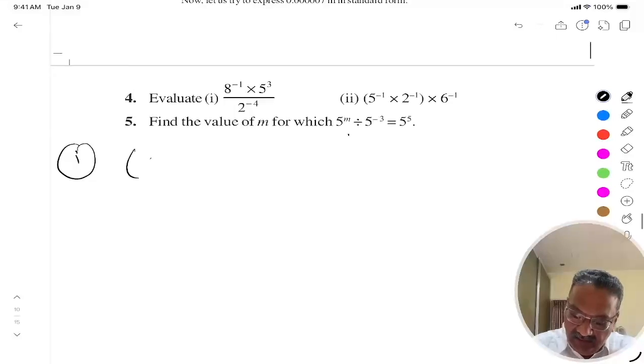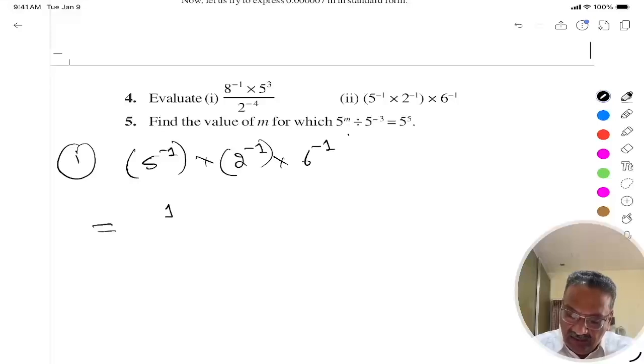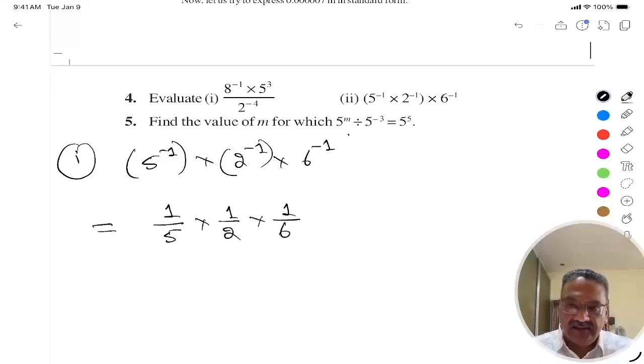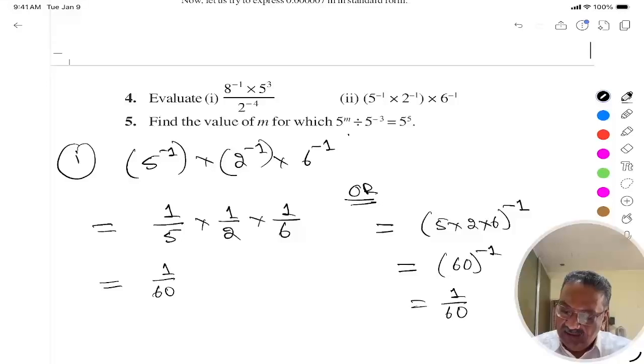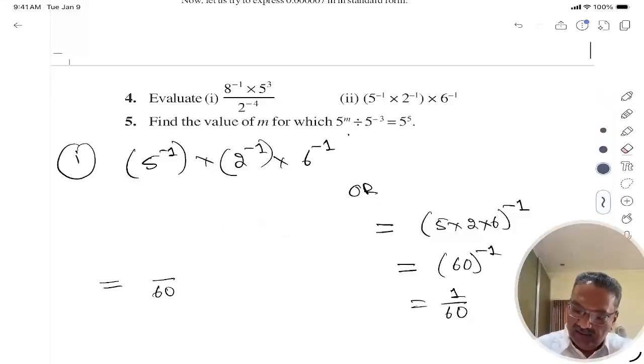Similarly, let's come to the second part. What does it say? 5 to the power of minus 1 into 2 to the power of minus 1 into 6 to the power of minus 1. This is nothing but 1 by 5 into 1 by 2 into 1 by 6. This is equal to 6 5s are 30, 1 by 60. This is one way of doing it. Or you can also say the above equation will be equal to 5 into 2 into 6 to the power of minus 1, which is equal to 60 to the power of minus 1, which is equal to 1 by 60. So both ways you can solve that.